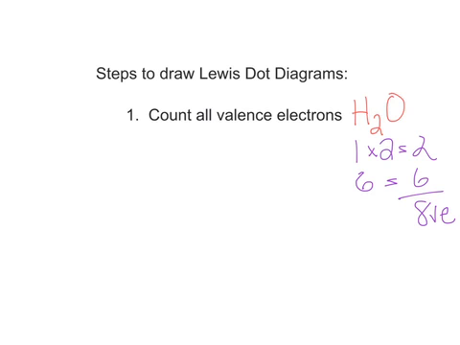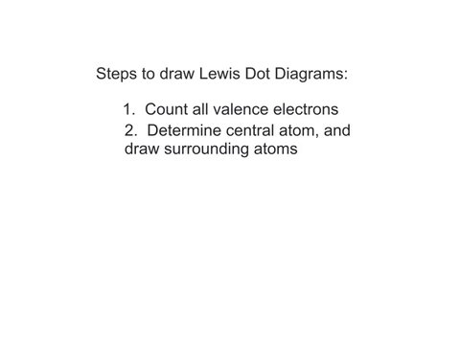The second step is to determine the central atom. So if we're talking about water again, the central atom for water and for any compound is typically the one you have the least of. Well, that's going to be oxygen. So you would put oxygen in the center. And then surrounding oxygen, you would draw the surrounding atoms, which obviously in this case are going to have to be these hydrogens right here.